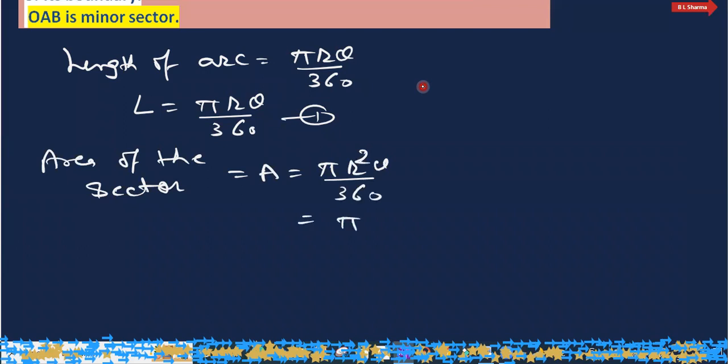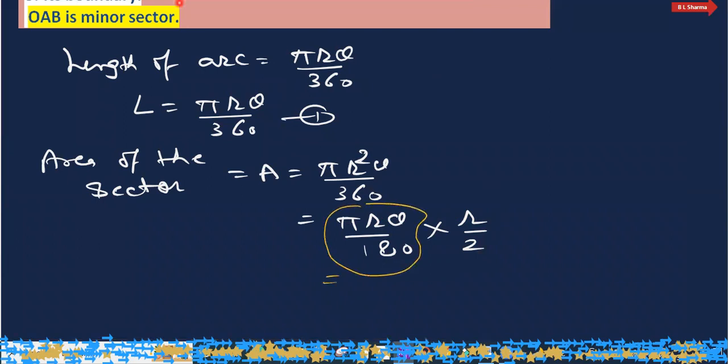Can I write this as pi r theta upon 180 into r by 2? देखिए, pi r and r square theta, 180 into 2 is 360. But this pi r theta upon 180 can be written as length of arc. That can be written as L, length of arc, into r by 2.